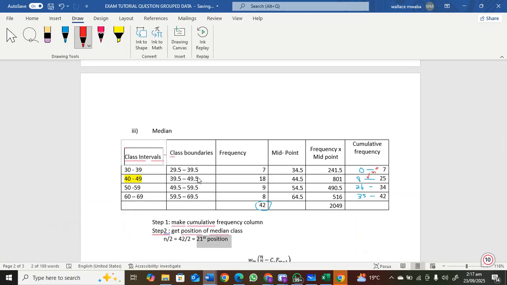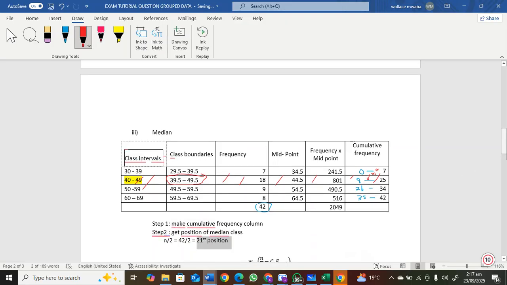Okay, so basically the class is from 39.5 to 49.5. This is our median class. So let me shade it. This is our median class.